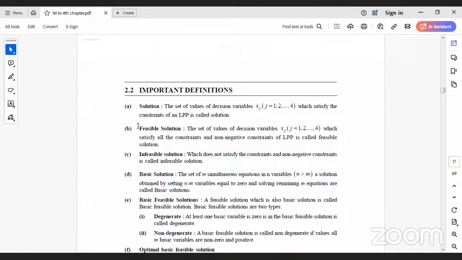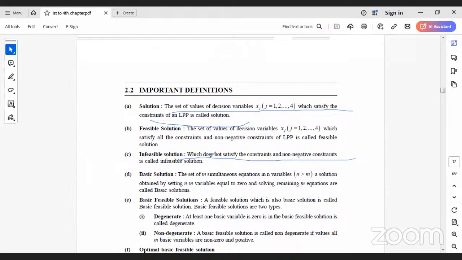Solution. What is the meaning of solution? The set of values of decision variables xj, j equal 1 to 4, which satisfy the constraints of LPP is called a solution. Feasible solution: the set of values of decision variables xj, j equal 1, 2, 3, 4, which satisfy all the constraints and non-negative constraints of LPP is called a feasible solution. Infeasible solution does not satisfy the constraints and non-negative constraints.